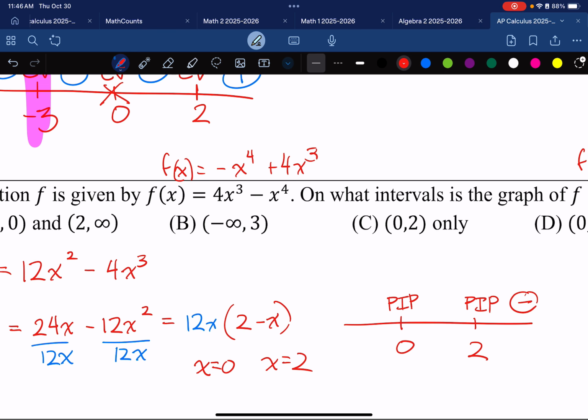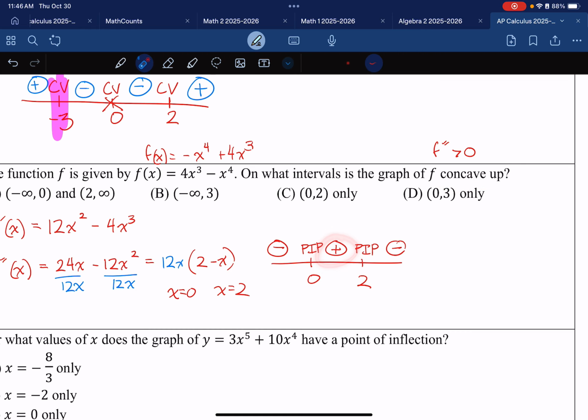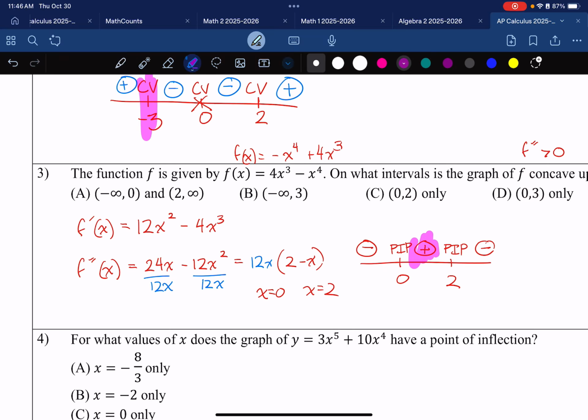And then it will switch signs to a positive and then switch signs to a negative. And now we have all the intervals. We're looking for intervals where it's concave up. It's concave up wherever it's positive, between 0 and 2. So the correct answer here is between 0 and 2, which is option C.